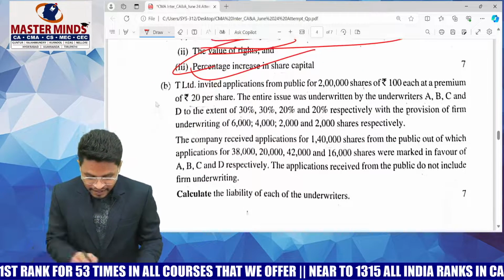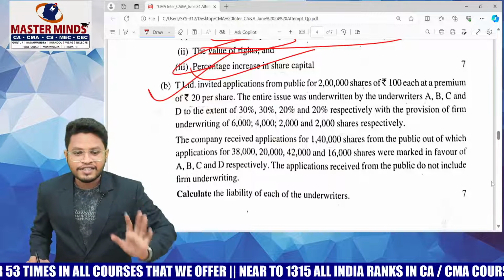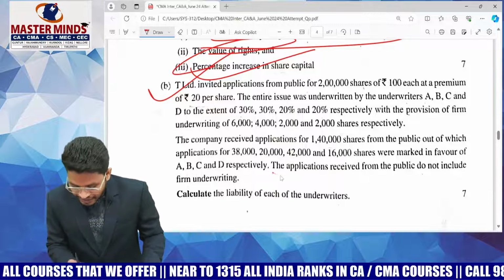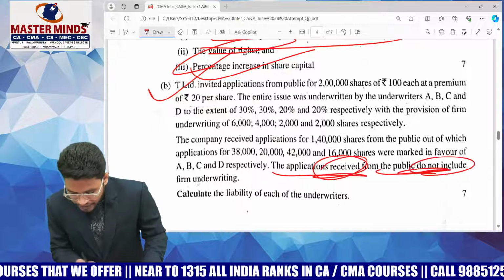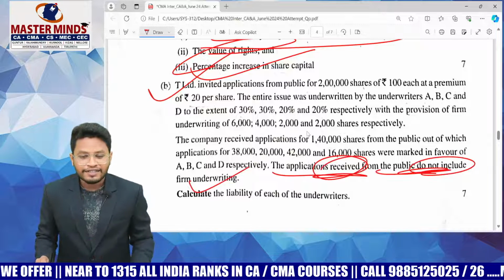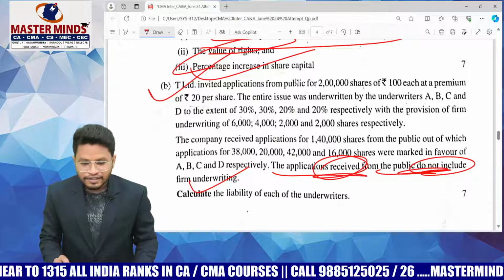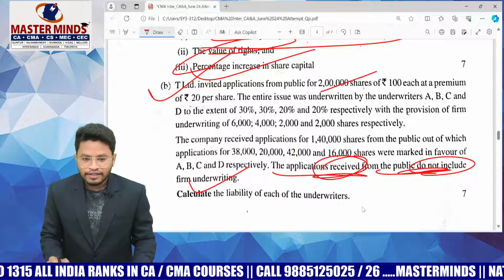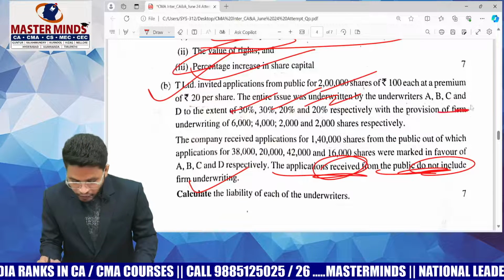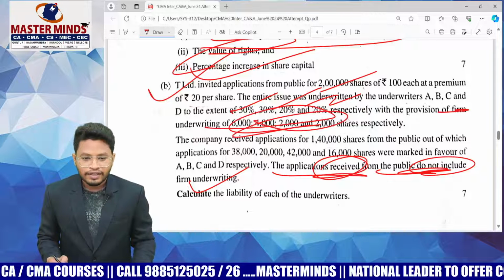Okay, yes. The next question is from underwriters. Not much complication is there. No complications at all. See here, applications received from the public do not include firm underwriting. There is no complication at all. Direct question also. Yes. Simply total shares were there, percentages were given, and firm underwriting was given, and these shares were not included in that.